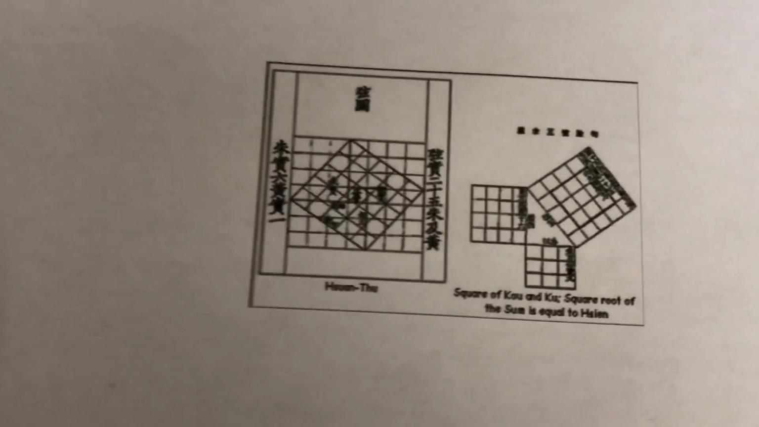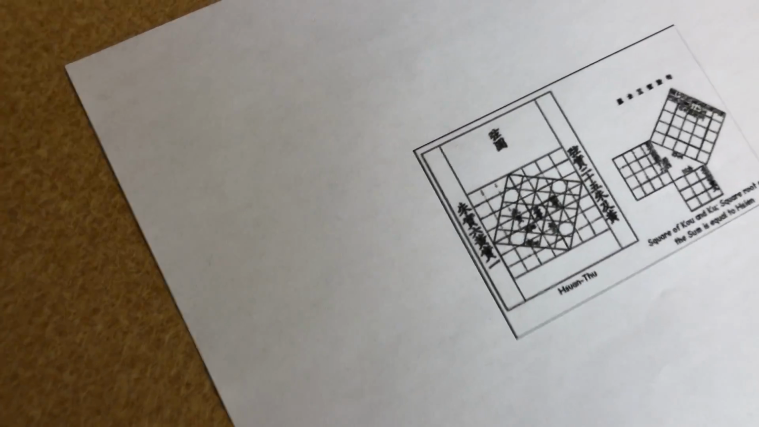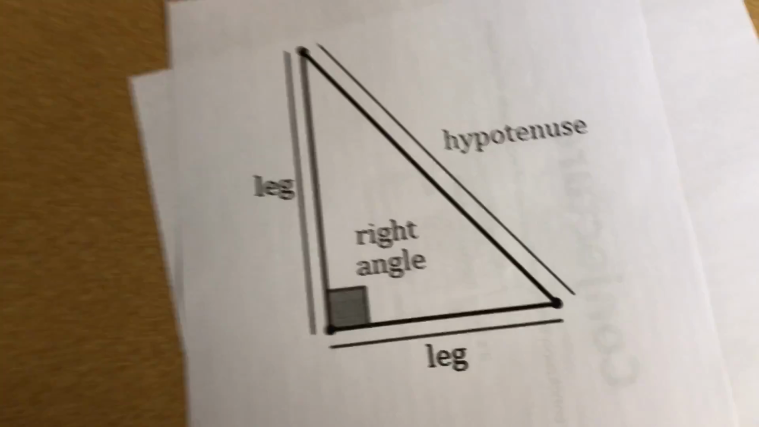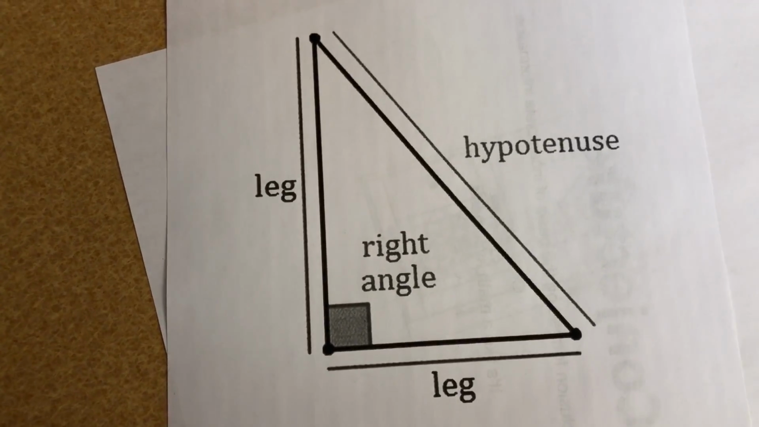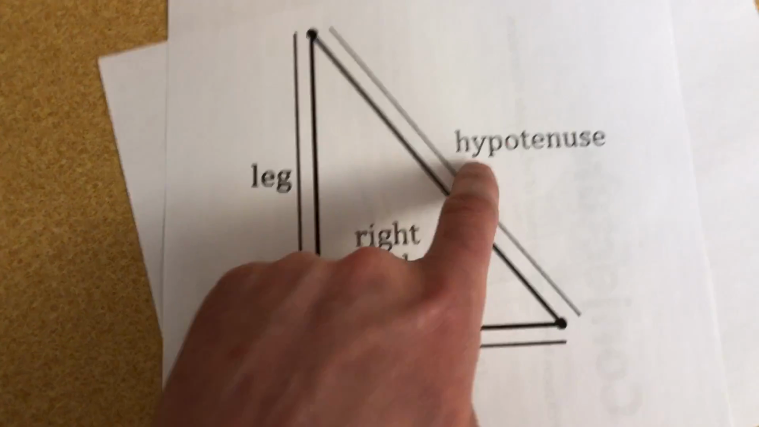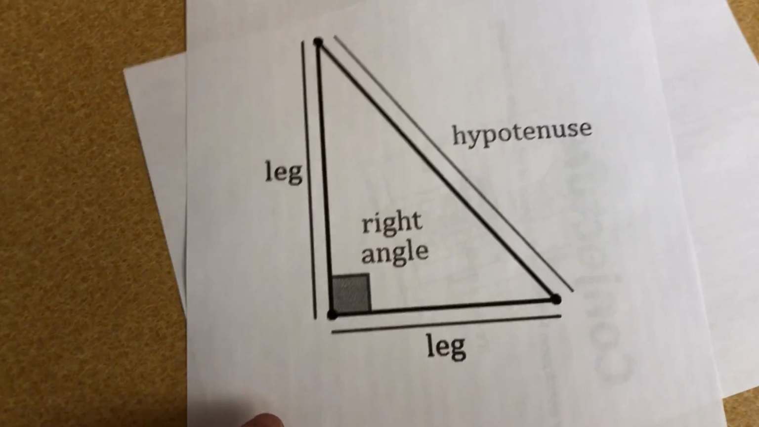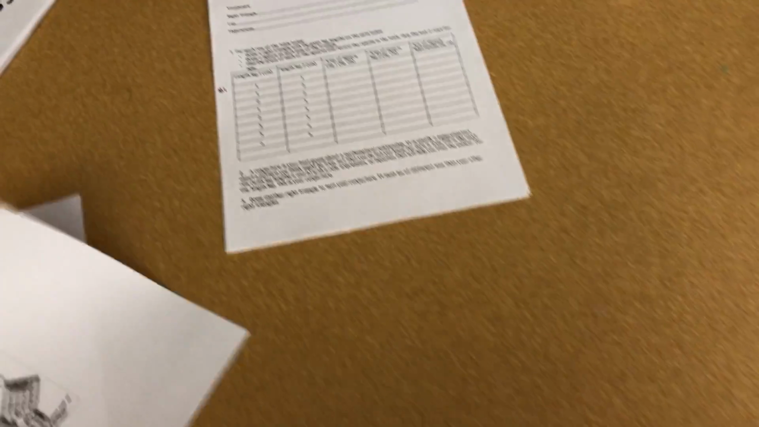Now, I've left you a few hints here that could be helpful. Those hints are on this blank sheet of paper. It tells you about a conjecture, tells you about this thing called a right triangle. Here's what a right triangle looks like. These are some important vocabulary words. And what else do I need to say about Chou Pei Suan Ching? Oh, maybe I'll give you a head start on this worksheet. I didn't give this head start to my last year's group.